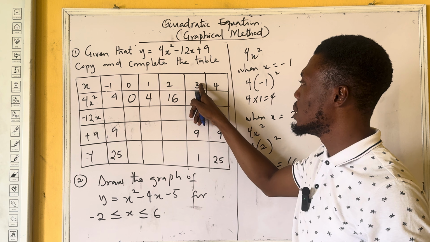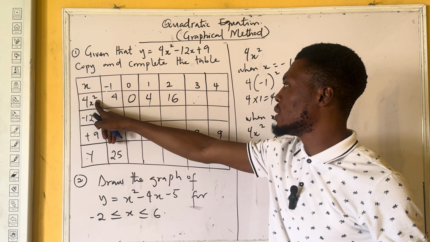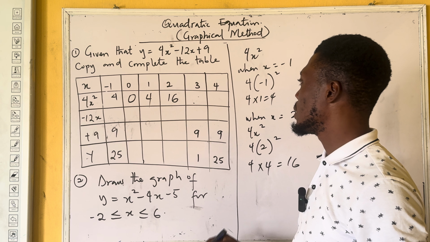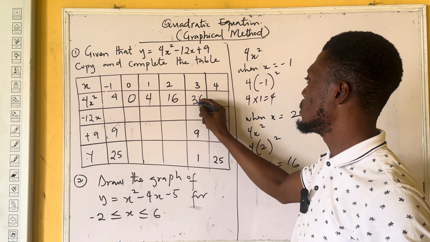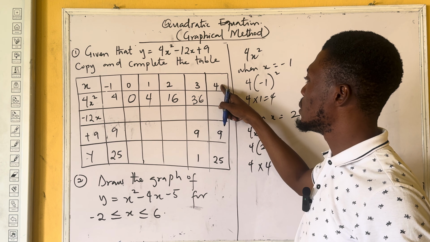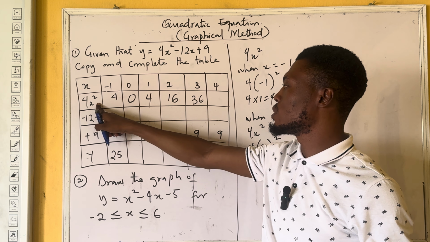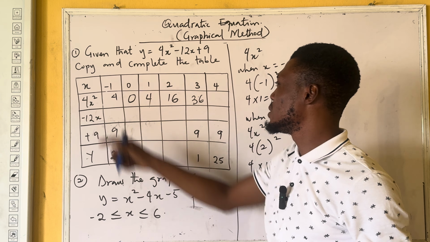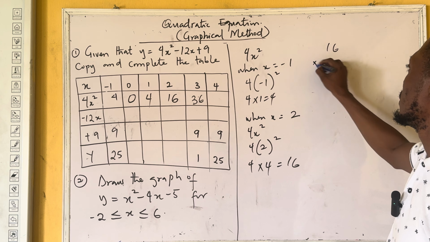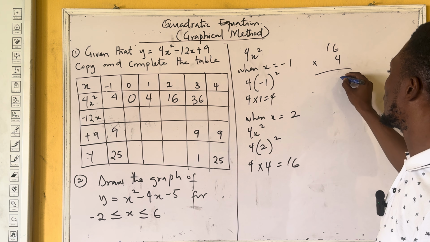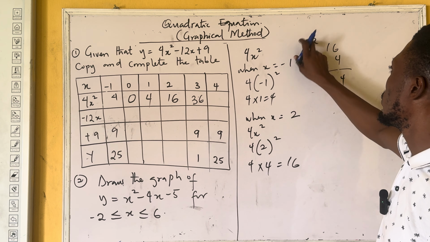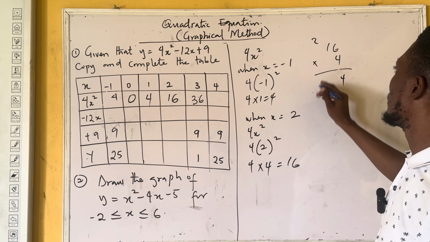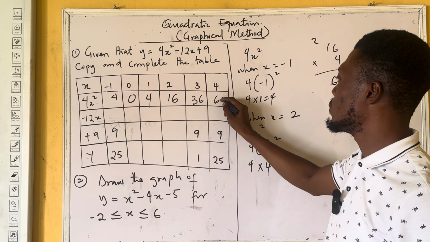When x is 3, 3 squared is 9, and 9 times 4 is 36. And here, x is 4. 4 squared is 16. 16 times 4, that should be 64.